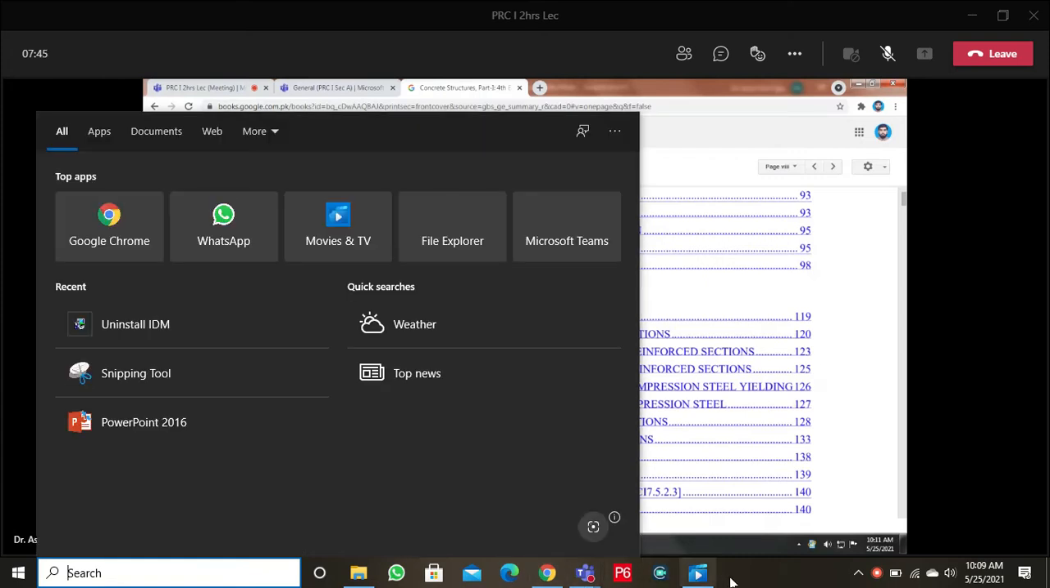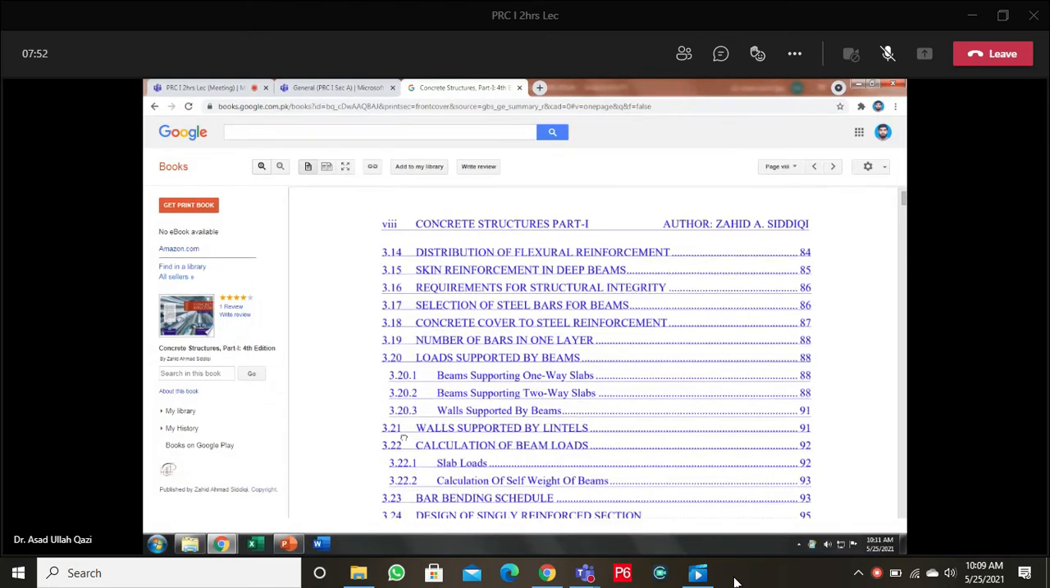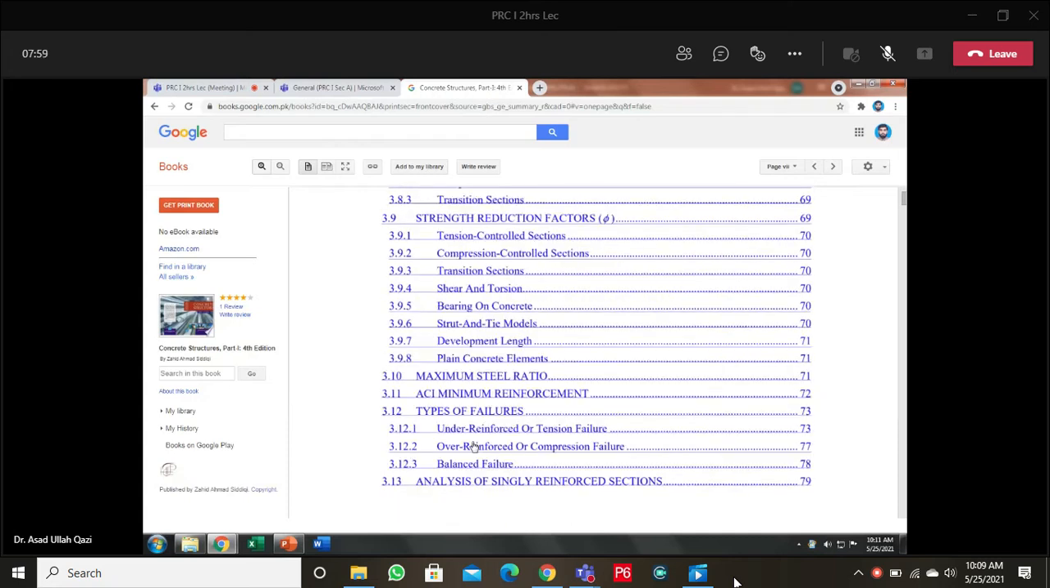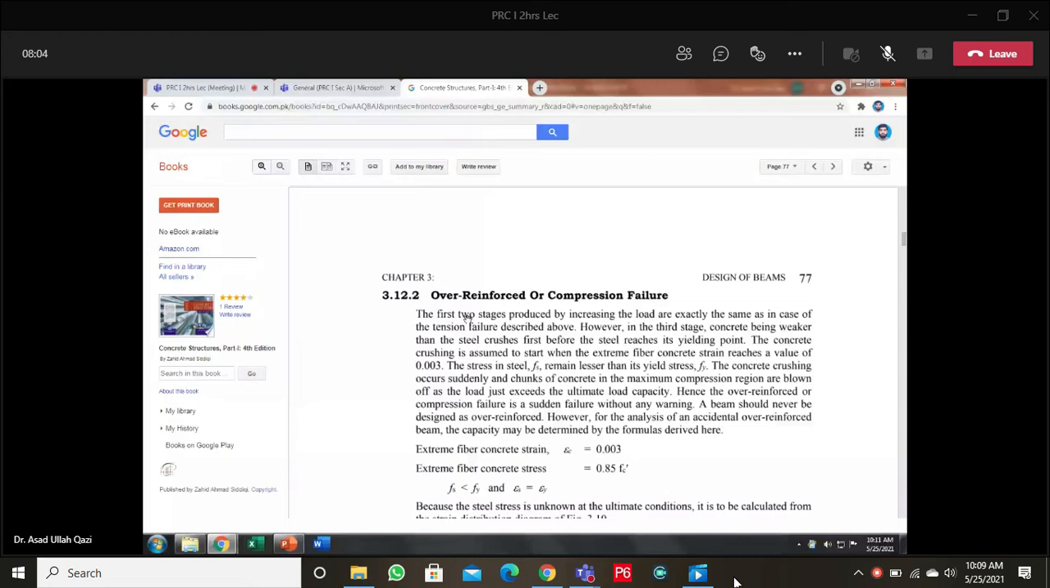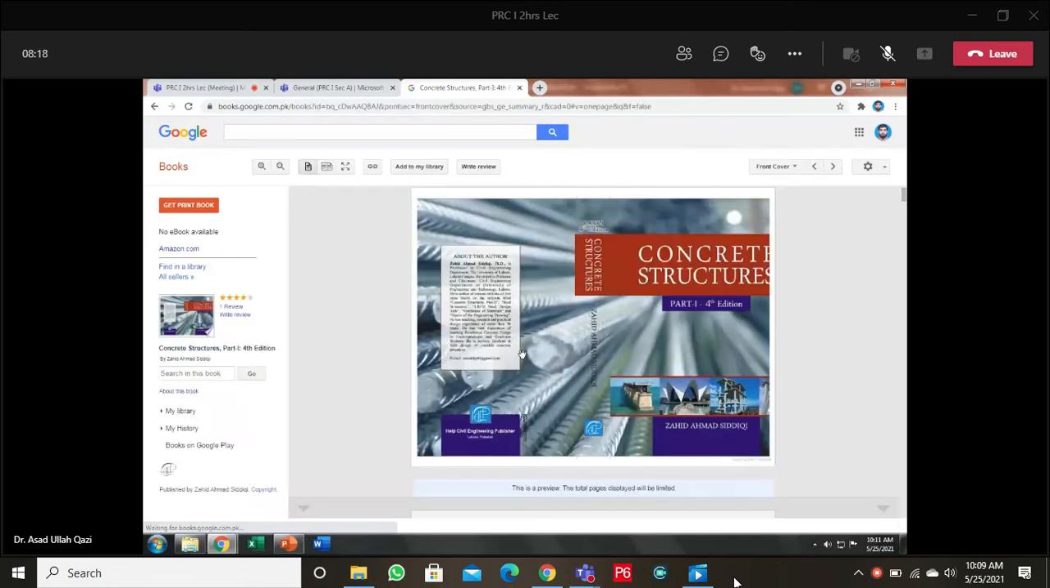And I told you to solve the problems in chapter 3 with reference to singly reinforced beams. Obviously, in chapter 3, there are some problems which are with reference to other types of elements. But only with reference to singly reinforced beams, you need to solve the problems.